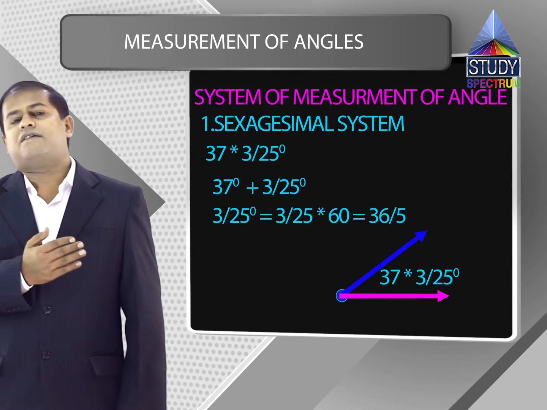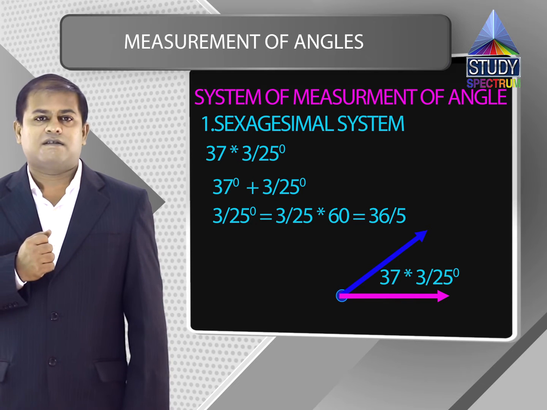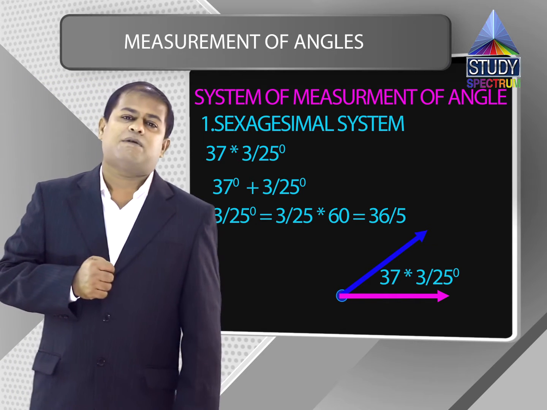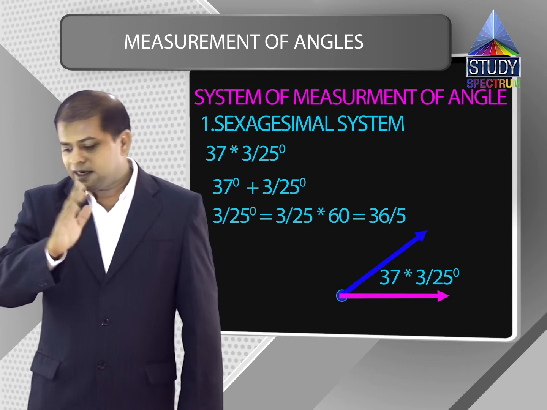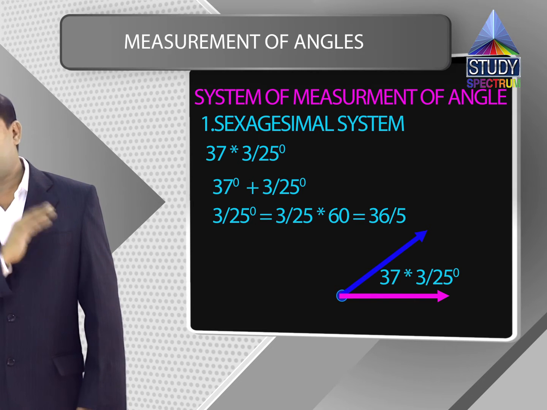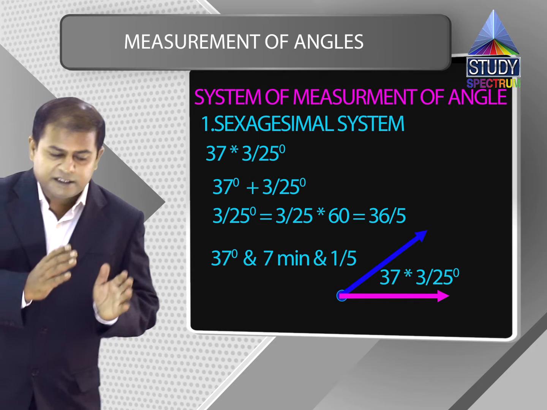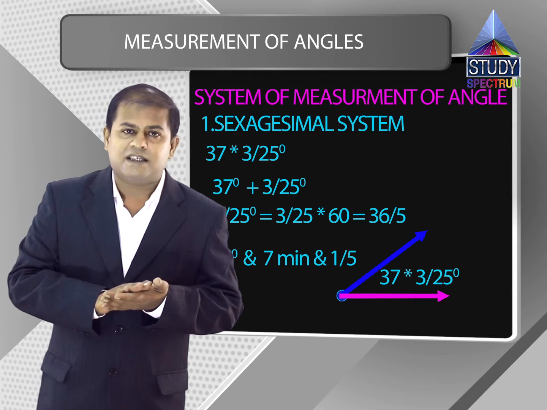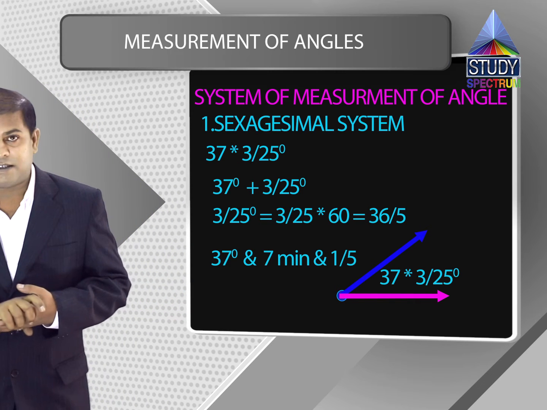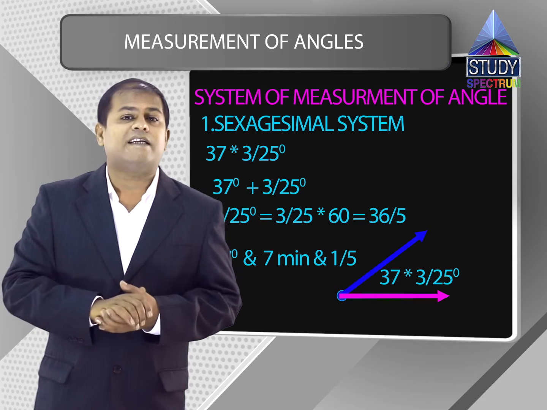So 3 by 25 degrees is 3 by 25 into 60 minutes. Right? Let's simplify. That comes to 36 by 5 minutes. Again, in 36 by 5 minutes, 7 is the whole number and 1 by 5 is the fractional part. So now I'll read the measure as 37 degrees, 7 minutes plus 1 by 5 minutes extra. Now I'll convert it into seconds.